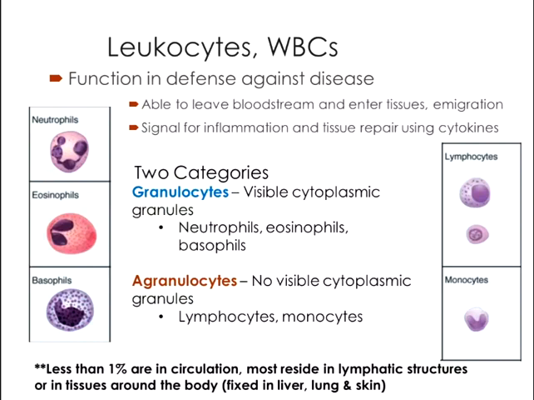Your granulocytes are your basophils, your eosinophils, and your neutrophils. Your agranulocytes consist of the lymphocytes, so you have B lymphocytes and T lymphocytes, and then the monocytes. You can see this last note here: less than 1% are found in circulation. Most are found within the lymphatic structures or in the tissues around the body, such as surrounding the liver, the lung, and the skin. You actually have specific areas known as lymphatic tissue. We'll talk about the mucosal associated lymphatic tissue and the gut associated lymphatic tissue, and that's where you're primarily going to find your white blood cells.